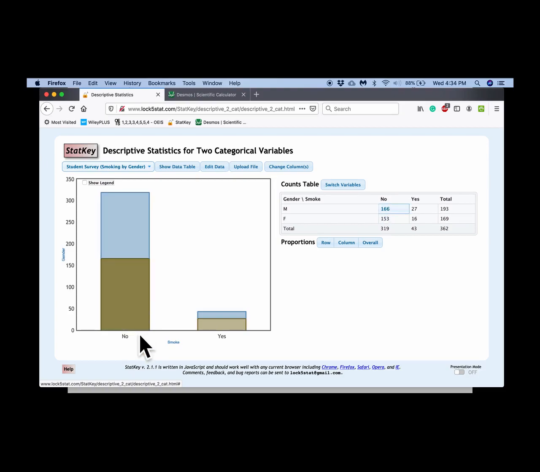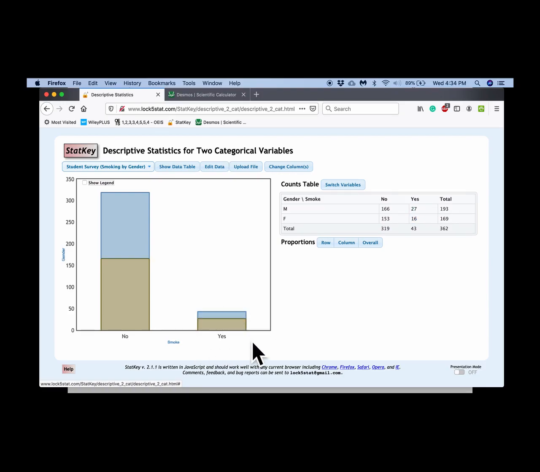And what StatKey does is it splits the bar into a lower half and an upper half according to whether you're a male that doesn't smoke or you're a female that doesn't smoke. So the brown is representing the men and the blue is representing the female. The same thing with the yes, right? It's a much shorter stack because there's only 43 students that smoke. And those 43 are divided into the male cohort, which is 27, and the female cohort, which is 16, giving us the total of 43.